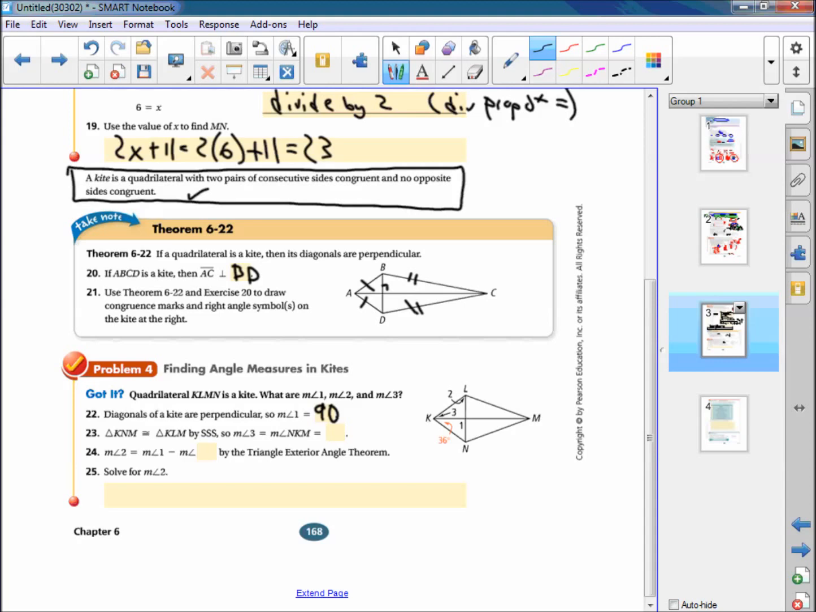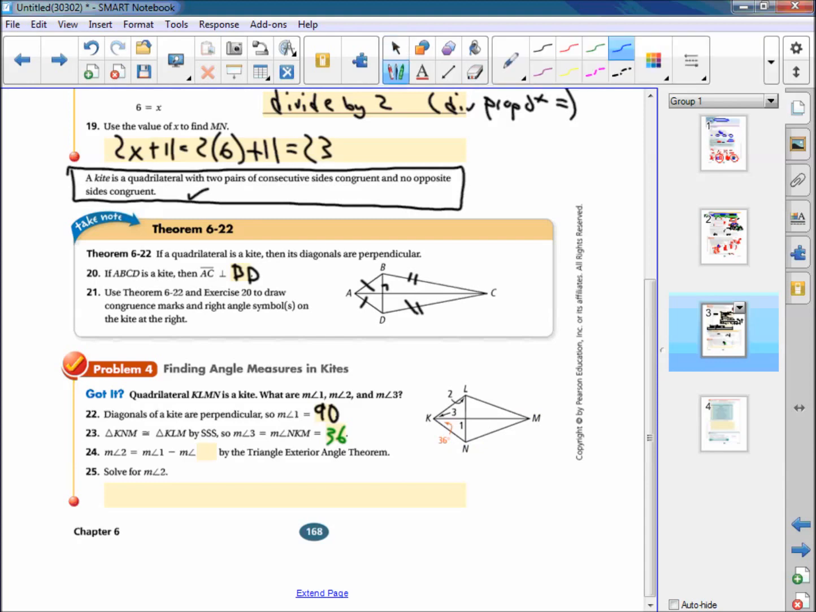So triangle KNM is going to be congruent to triangle KLM. So these two triangles, the one in blue and the one in green, are going to be congruent to each other. So by SSS, that's because we already marked the sides, and then we have the one that goes in between. So that's going to be reflexive to get that there. And then the measure of angle 3 is going to be equal to the measure of NKM, which is 36. So both of those have to be 36. All right, and then the measure of angle 2. So let me do some erasing here.